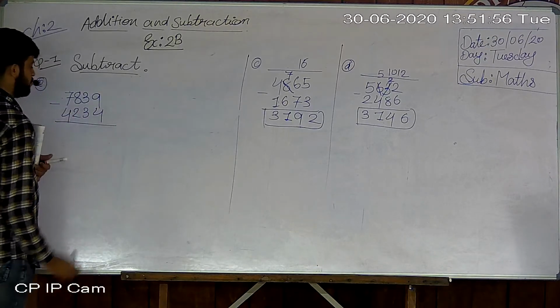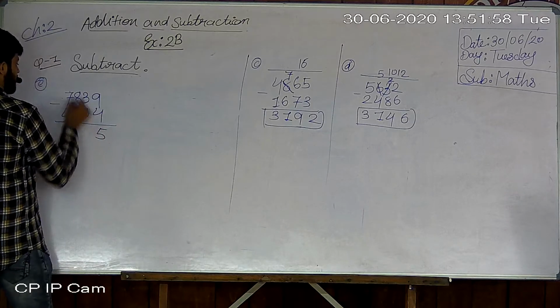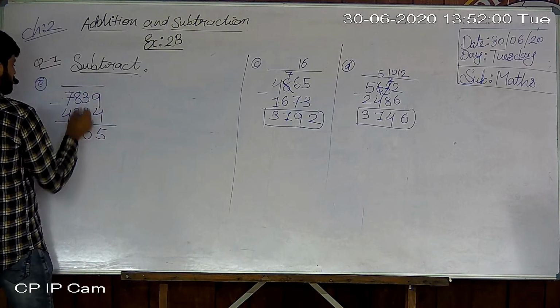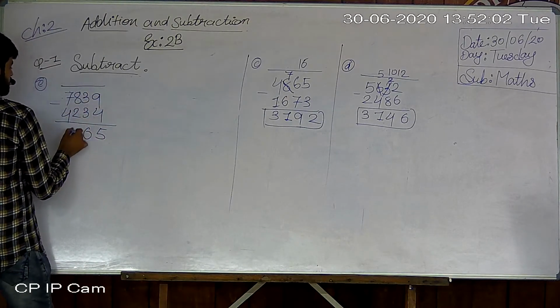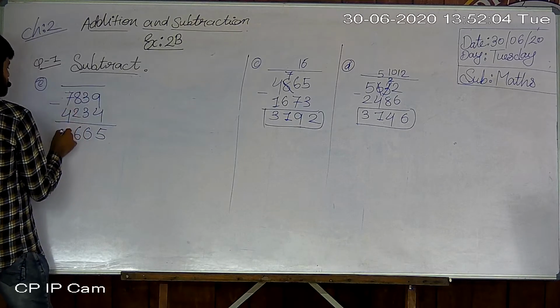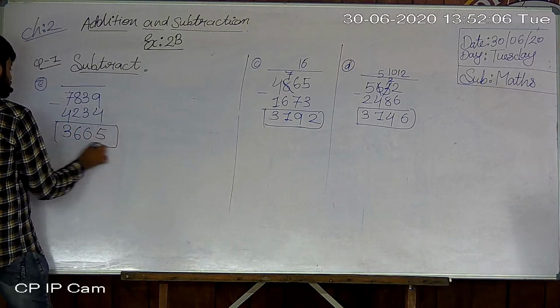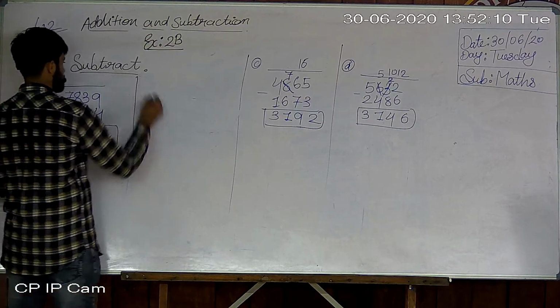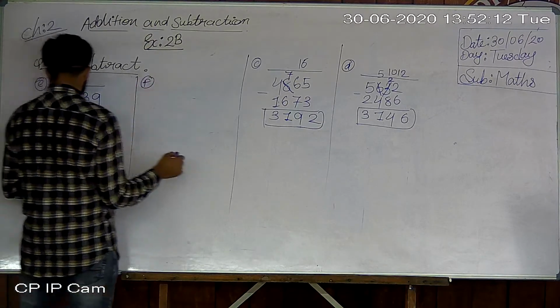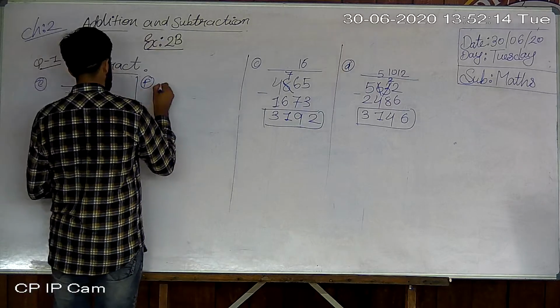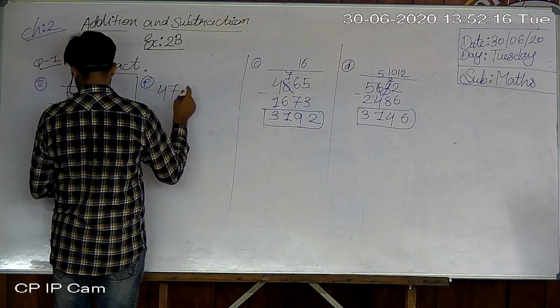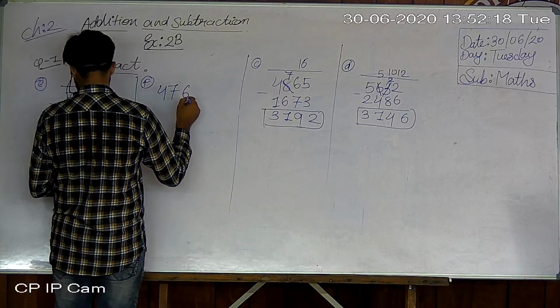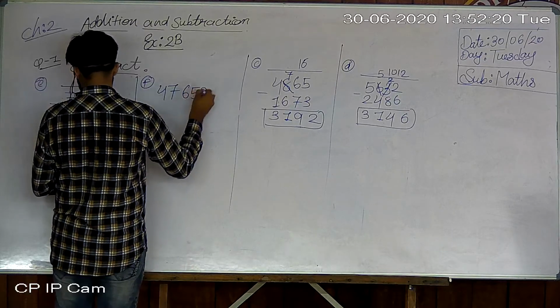9 minus 4. So how many? 5. 3 minus 3, 0. 8 minus 2, 6. 7 minus 4. It's very easy. No need to take any borrow here. Then F. F is 47,653.